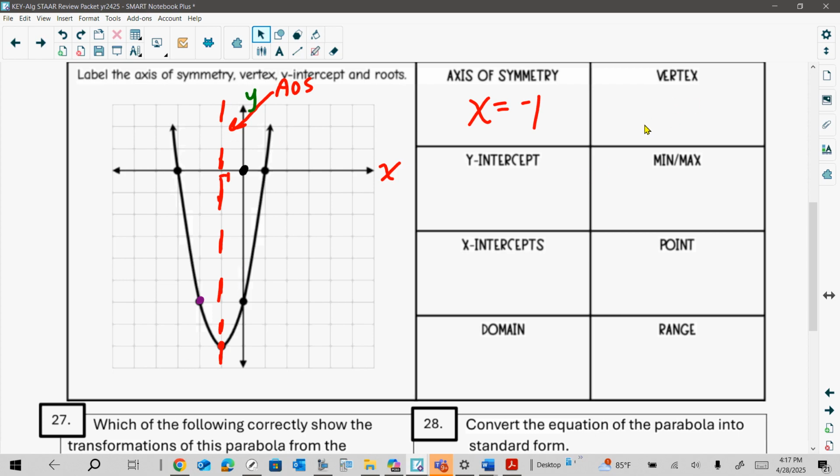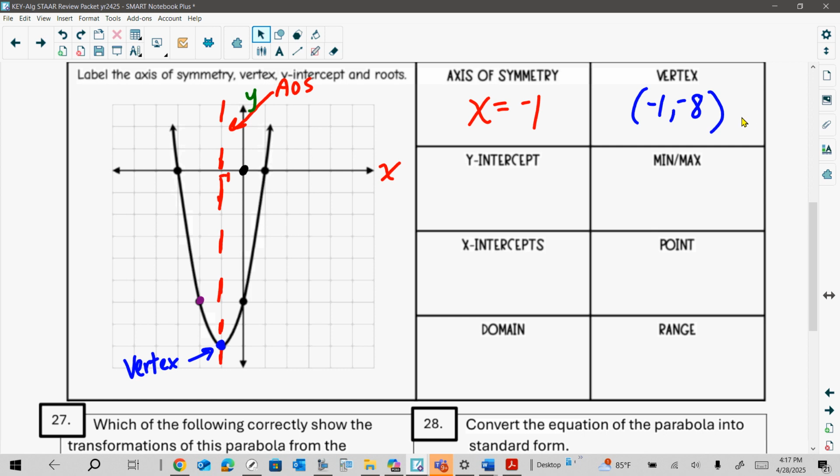We want you to label it on the graph and be able to fill in the information in the table. Now our vertex is our max or min. That's another way to think of it. It is the highest or lowest point of the graph. I'm pointing at that point right there. That's our vertex, which means that ordered pair is -1, -8.